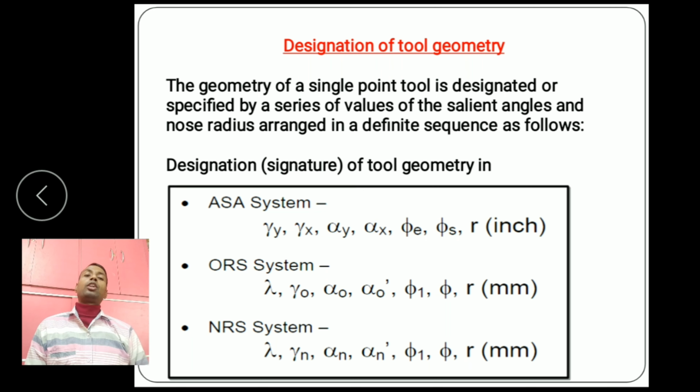So this is the designation of tool geometry, a very important thing. In the ASA system: gamma Y, gamma X, alpha Y, alpha X, phi E, phi S, with R in inch. So how do we distinguish the ASA system and the ORS system? If R, the nose radius, is in inch form, this is the ASA system. If R is in mm form, this is ORS or NRS. Generally, we follow the ORS system: lambda, gamma O, alpha O dash, phi 1, phi, R. NRS system: lambda, gamma N, alpha N dash, phi 1, phi, R in millimeter.